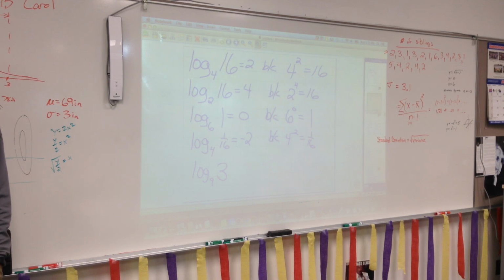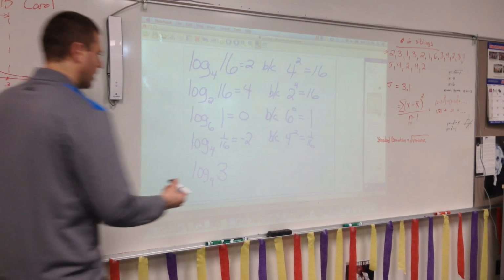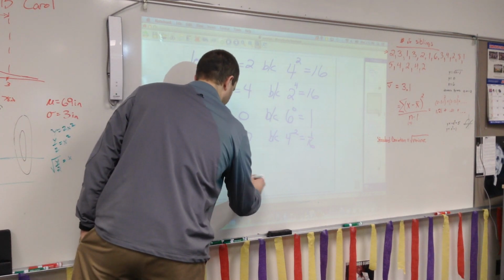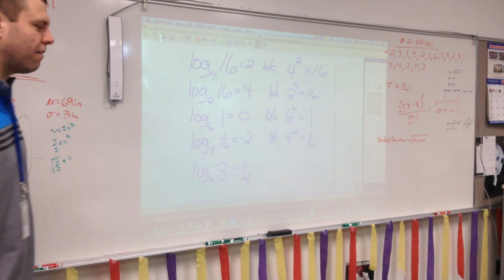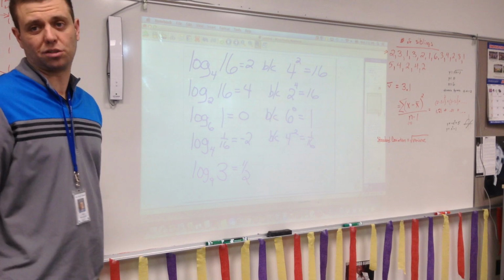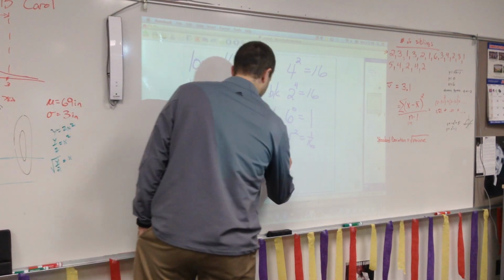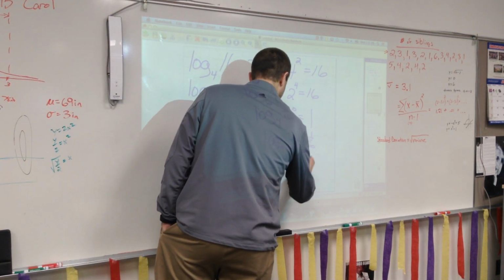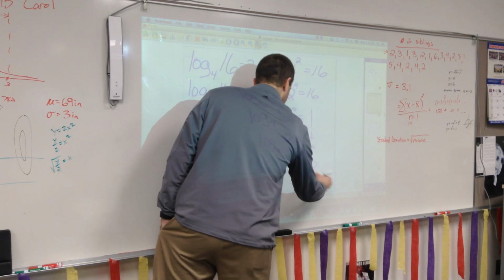Raising something to the 1/2 power is like doing what? Square rooting it, right? What's the square root of 9? 3. Okay. The answer to this is 1/2, because 9 to the 1/2 power does equal 3, because the square root of 9 is equal to 3.